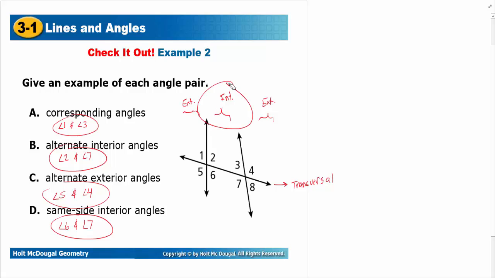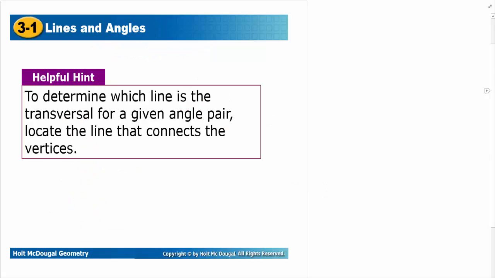So again, hopefully we got these definitions down. That's kind of one of the biggest concepts of 3.1 in general. We're going to be applying these definitions throughout this chapter. Okay. Again, another helpful hint here. Just kind of read through it for you before we move on. Determine which line is the transversal for a given angle pair. Locate the line that connects the vertices.